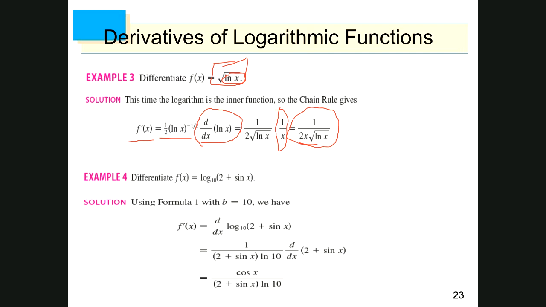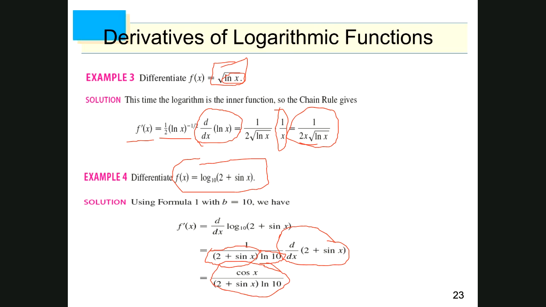Another nice example now is this one. I said differentiate log, all right? Log base 10, 2 plus sine x. We've already seen it's going to be 1 over the function inside the log, which is just 1 over 2 plus sine x. And then you need ln of the base, all right? The base here, I mentioned it is 10. And obviously, you have a function, that means you need to apply chain rule. So you need to differentiate that function inside the log. And if you simplify, you get this, all right?